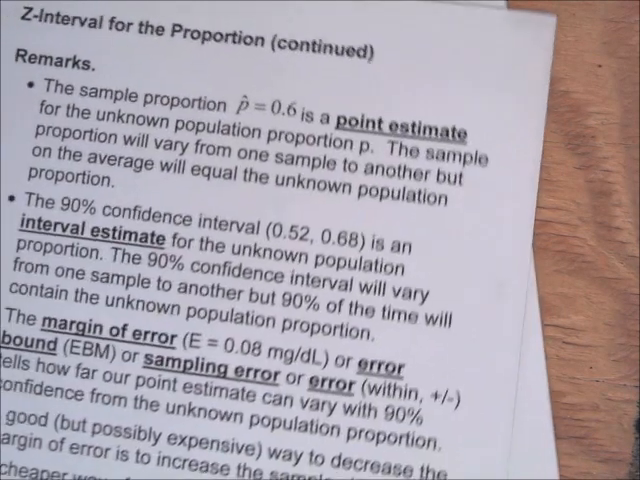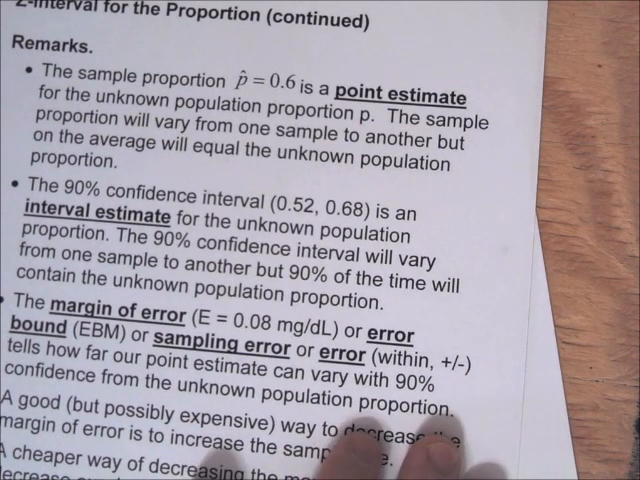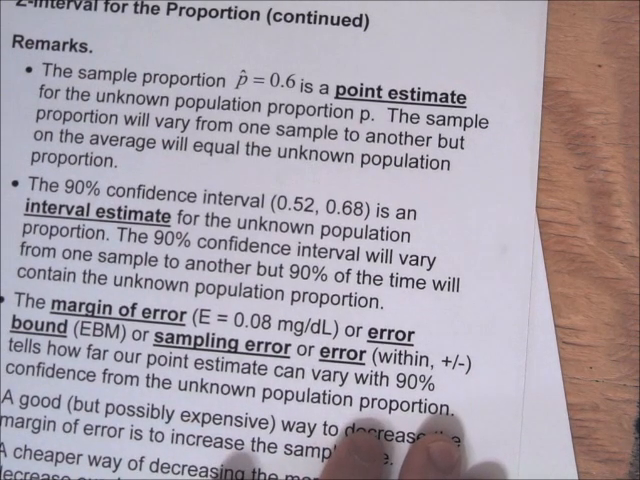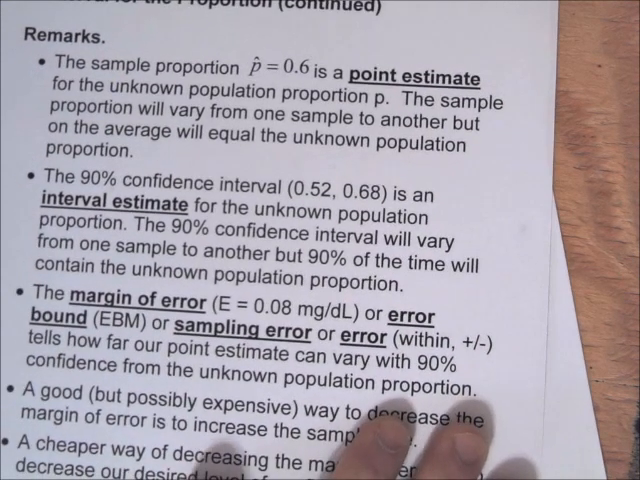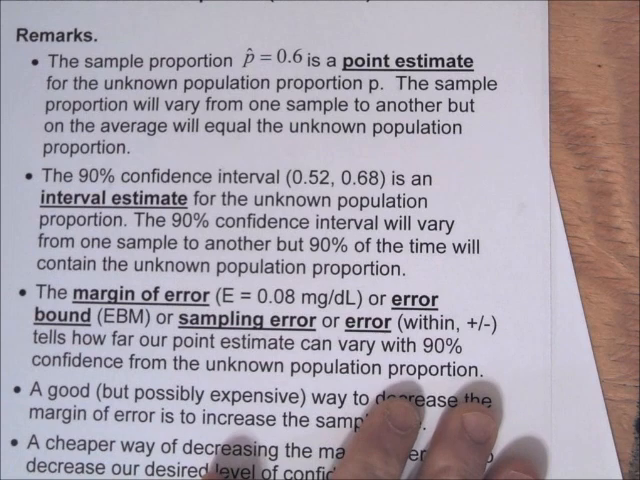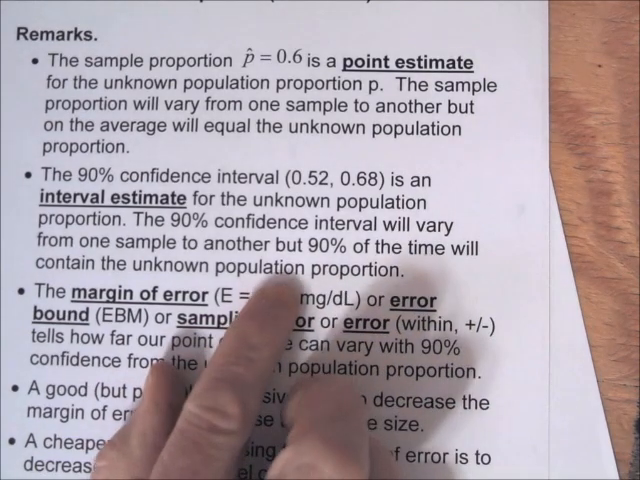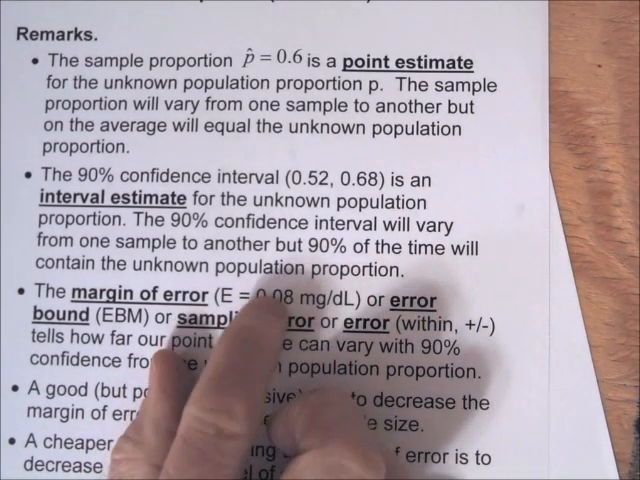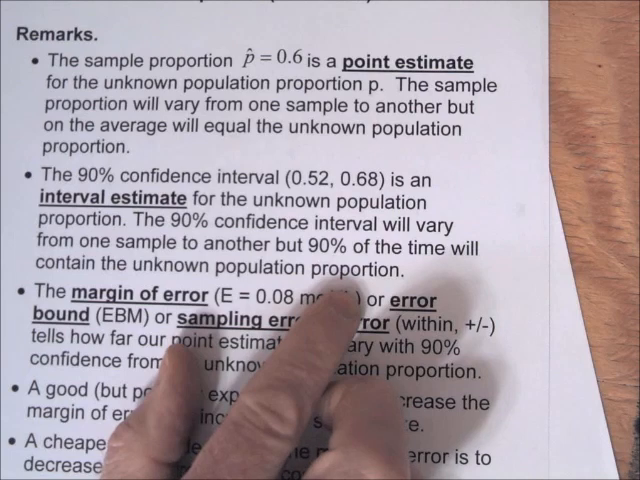And it's also called the error bound. Okay, some comments here. The sample proportion is a point estimate for the unknown population proportion p. Sample proportion will vary from one sample to another, but on the average will equal the unknown population proportion. The 90% confidence interval is an interval estimate. It will vary from one sample to another, but 90% of the time will contain the unknown population proportion.